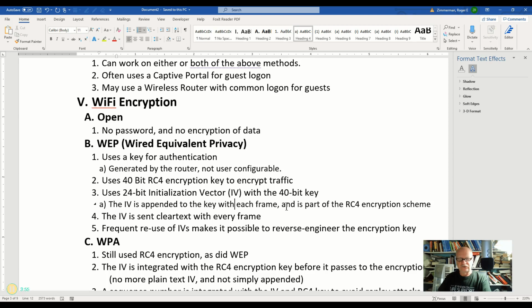So during that time, you're collecting these IVs. Once you collect enough of them, and it usually only takes maybe 3 minutes or so to do, once you collect enough of these IVs and they start to repeat with themselves, then you can do some math to reverse engineer the encryption key and figure out what that encryption key is, and then you can get on the system.